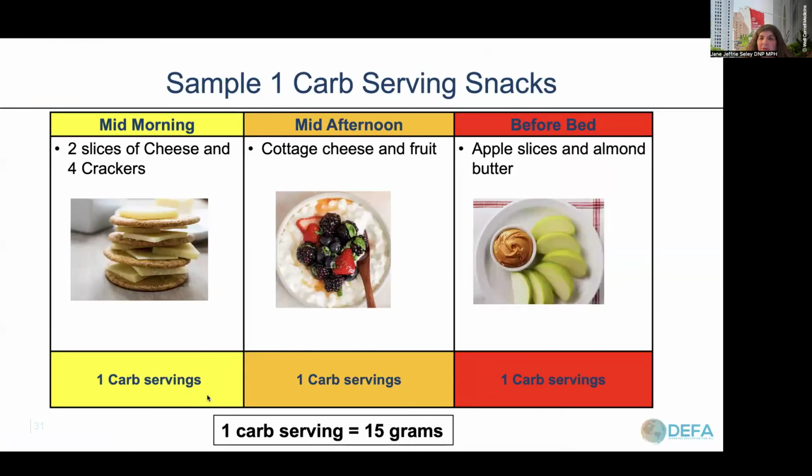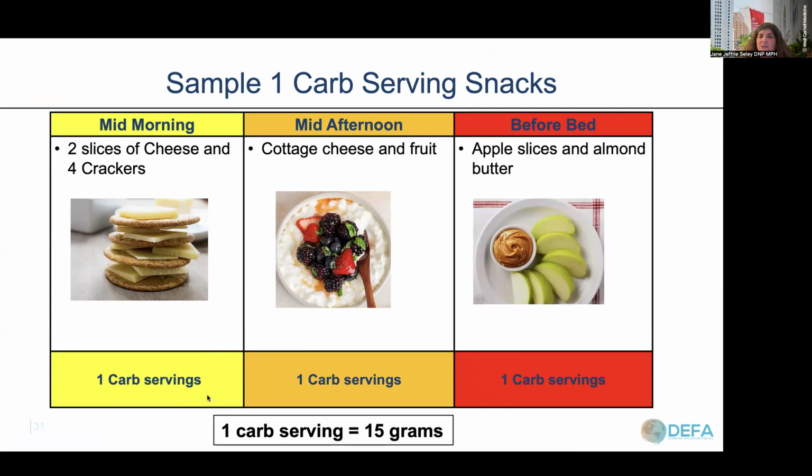And here's some examples of some healthy snacks. Each of these is 1 carb serving. So the first one, you can look up for the crackers, look up on the label to find out how many crackers is 15 to 20 grams. And they're having it with cheese. They could have it with peanut butter.